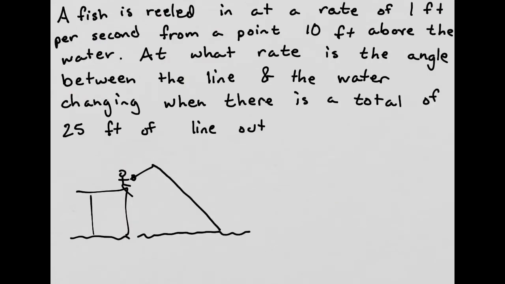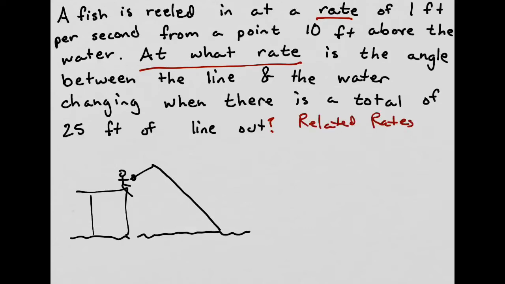All right, here is our second problem. A fish is reeled in at a rate of 1 foot per second from a point 10 feet above the water. At what rate is the angle between the line and the water changing when there is a total of 25 feet of line out? So we've got a rate here. Let's underline this. We're given a rate, and we're asked for a rate. So this is a related rates problem.